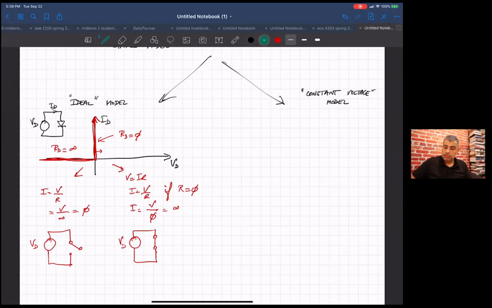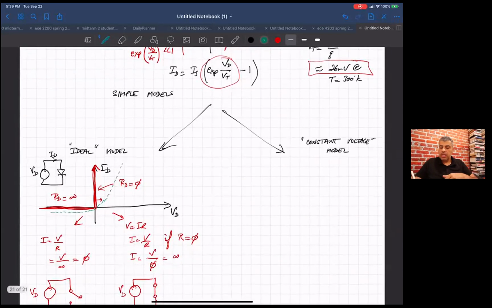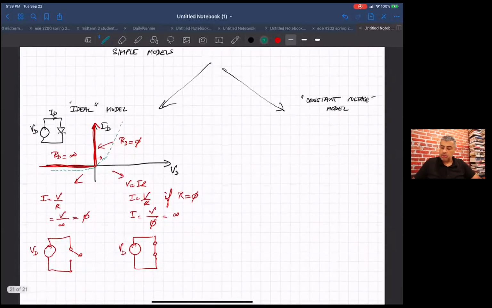And again, the idea is that we're just trying to approximate. We're trying to make life easier and just saying, hey, this thing, the green one, which is our real characteristic, is the same as this red thing, which is our ideal model. And then we had the constant bias model, the constant voltage model.